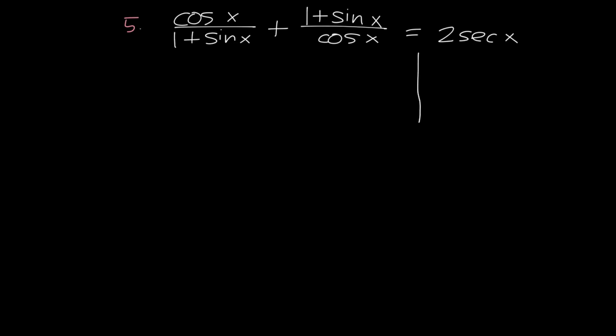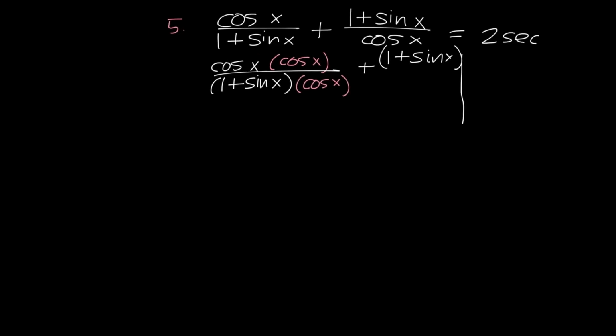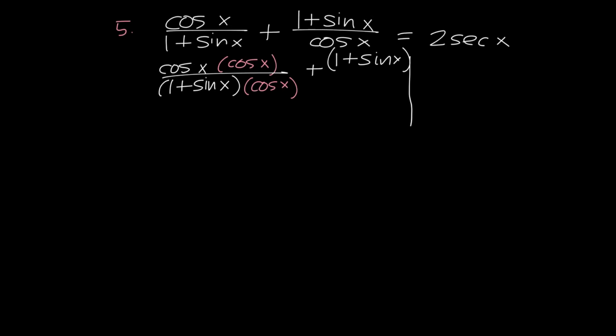One important strategy is when you have 2 fractions, sometimes it helps to combine them into one fraction by doing common denominators. So the left-hand side is missing a cosine x and the right-hand side is missing a 1 plus sine x. So we're going to put that in parentheses. We will erase this line right here.